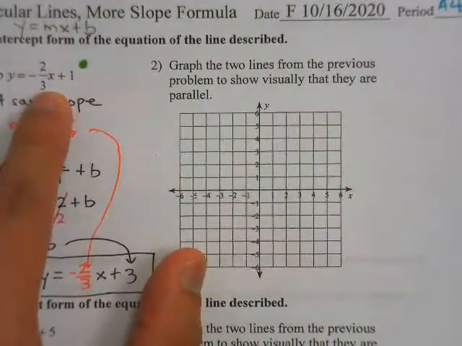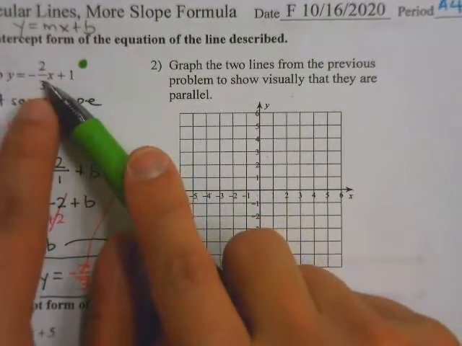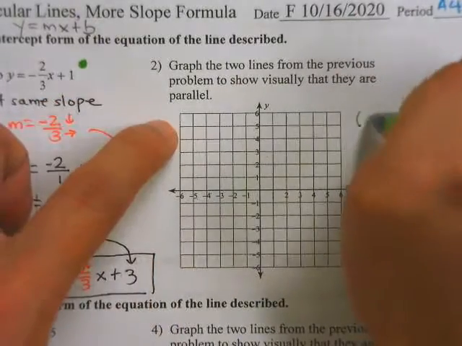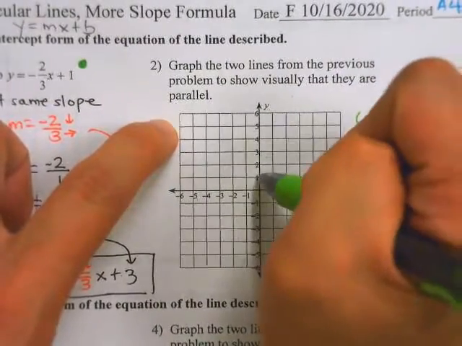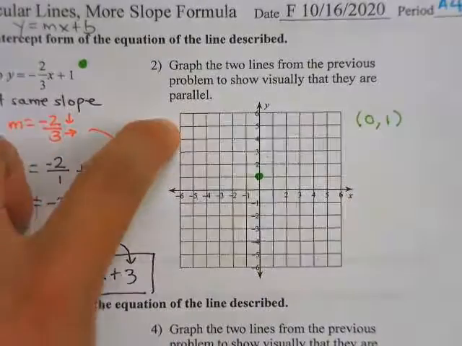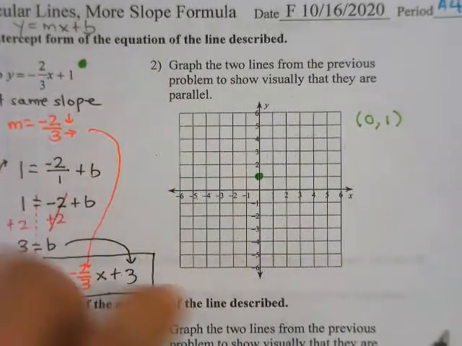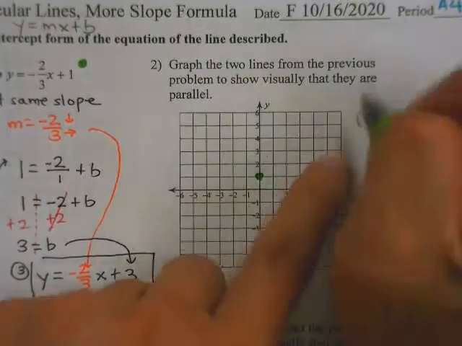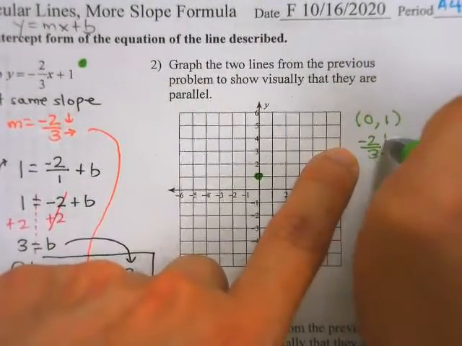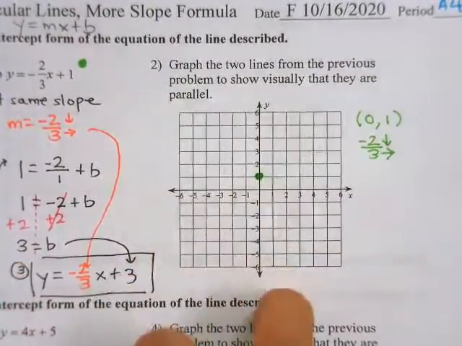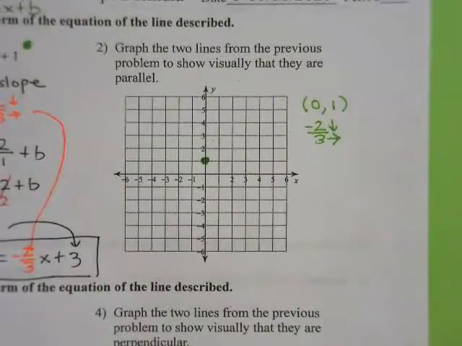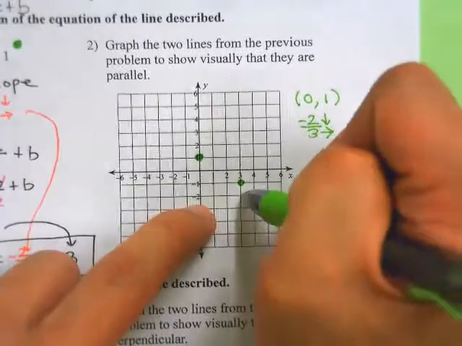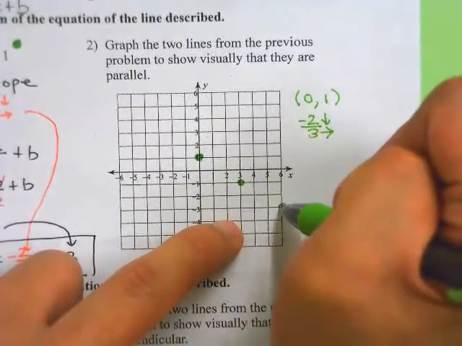Let's review how to graph. Which one is your y-intercept? Negative 2 over 3 or 1? It is the 1. So we're going to start at 0, 1. And you guys had told me that the slope is negative 2 over 3. We're going to go 2 down and 3 to the right. So let's go ahead and do that. 2 down, 3 to the right.